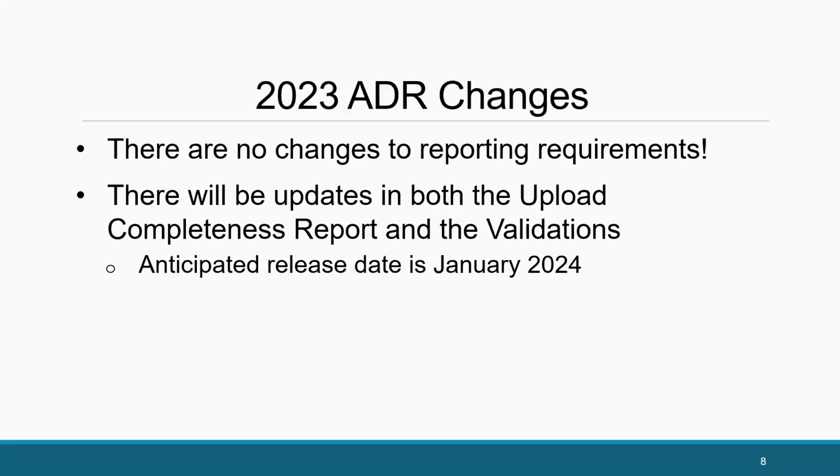So the good news is that for this year's submission, there are no changes to the data elements or reporting requirements. There will be updates to the upload completeness report and the validations, which are both important tools that you can access in the ADR system to help you quality check your data. The upload completeness report allows you to check your data to make sure it accurately reflects your program, while the validations check to make sure your data are complete and correct against the ADR system requirements. So these updates are anticipated to come out in January.